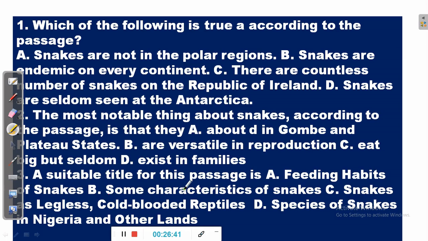Question 3. A suitable title for this passage is A. Feeding habits of snakes. B. Some characteristics of snakes. C. Snakes are legless, cold-blooded reptiles. D. Species of snakes in Nigeria and other lands. All right. Now let's get to question 4.